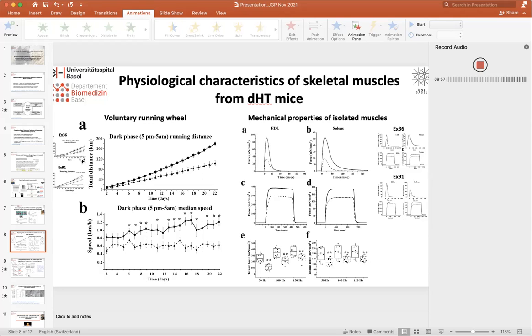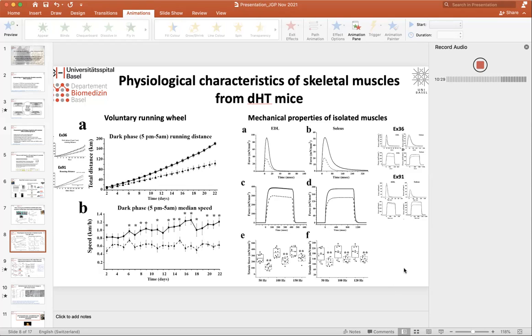If we look here on the side at what happens to the exon 36 heterozygous mice, the wild type again runs approximately 180 kilometers, and the exon 36 mice run significantly less, though certainly not to the same extent as the double knock-in mice. And for the exon 91 mice, the wild type and the heterozygous exon 91 run the same amount, but the homozygous 91 also run significantly less than their wild type littermates.